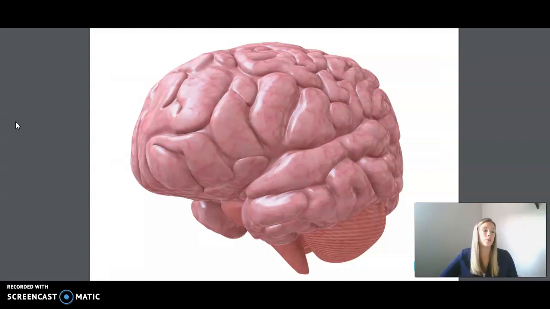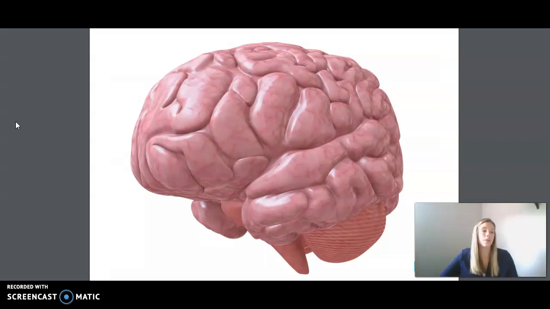I'm going to ask you 3 riddles to test your knowledge and see how well your brain is working. Ready? Riddle 1. I am the largest part of the brain, divided into 2 hemispheres. I am sometimes called the thinking brain. What am I? I am the cerebrum.